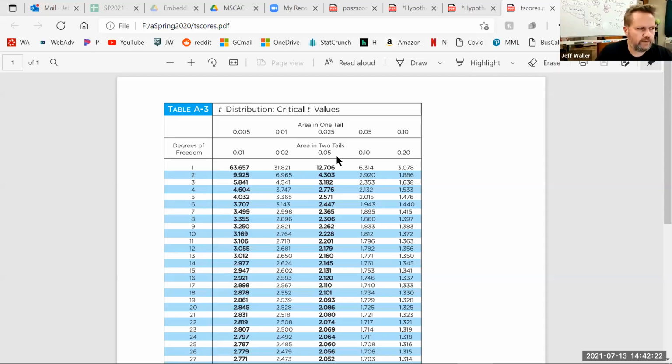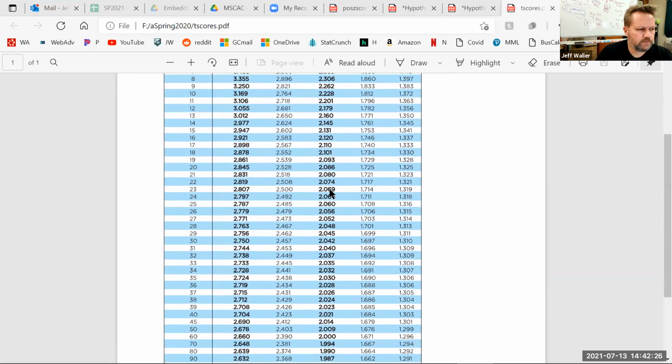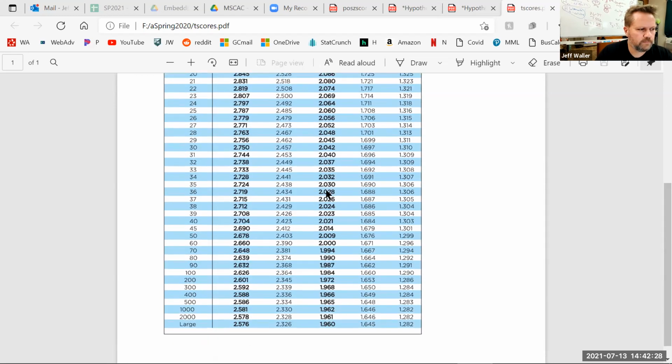So 0.05, two tails. Do I stop somewhere? Do we need a degree? At 70, because the sample was 71. Interesting. Is that correct? I thought we go all the way down.